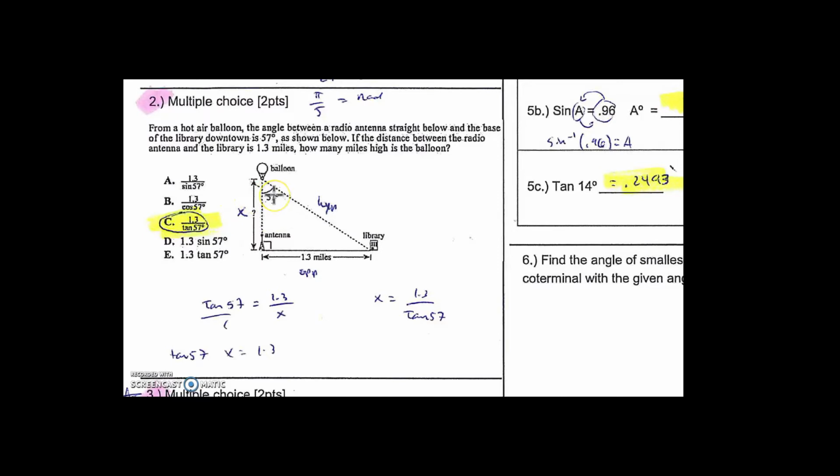So from 57 degrees, label your sides. You have opposite. Across the 90-degree angle, you have the hypotenuse, and the last side, the shortest side, the side adjacent to the given angle, is the adjacent. I don't need the hypotenuse, so I need opposite over adjacent, which is tangent. So tangent of 57 equals 1.3 over x. Cross multiply: tan 57 times x equals 1.3. To solve for x, divide by tangent of 57 on both sides. There's my calculator equation, and you'll notice these are all calculator equations. Your answer is C.